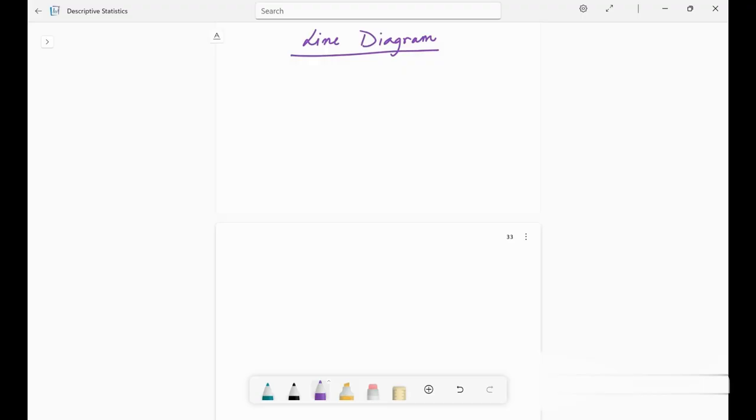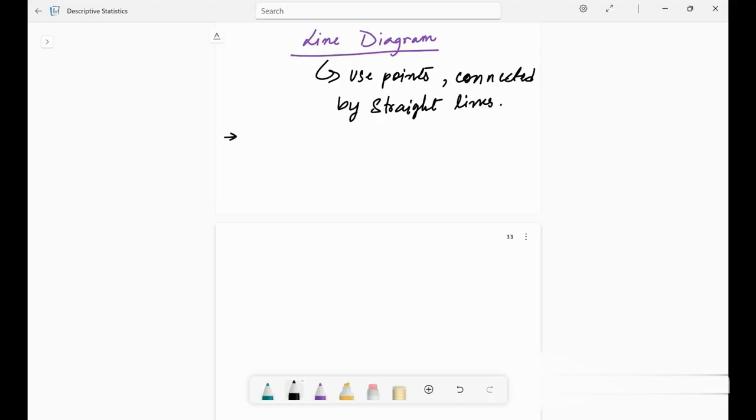A line diagram is the simplest way to represent data using points connected by straight lines. On the x-axis, we usually take time, categories, or independent variables basically. On the y-axis, we take the values or frequencies of the data. So basically, dependent variables.